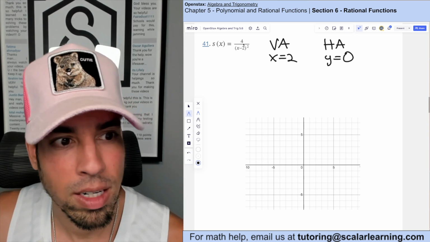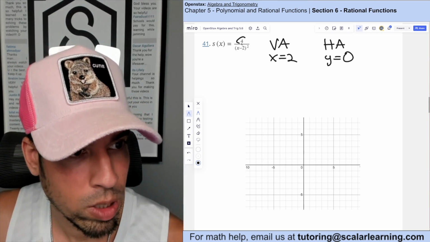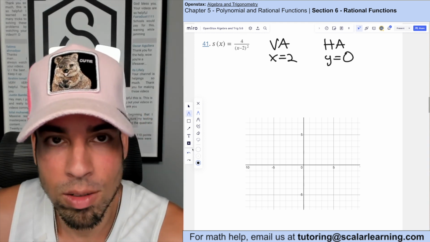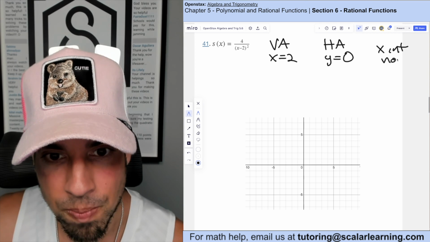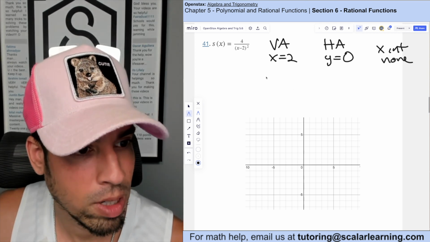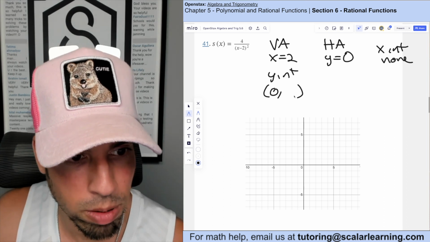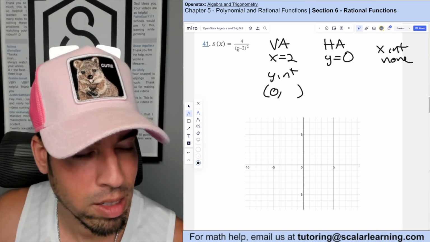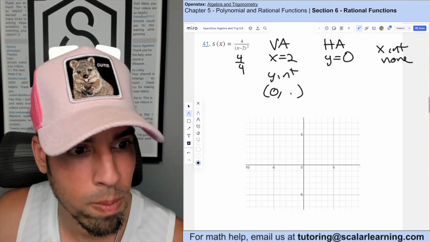Now, if we're trying to find an x-intercept, if there is indeed one, it would be when we zero out the numerator. But that's a constant. We can't zero it out. So no x-intercepts, we'll just say none. And then the y-intercept is nice because the y-intercept exists when x equals 0. So plug and chug. 0 in for x. 0 minus 2 is -2. Squared is +4. So that's 4 over 4, which is 1.